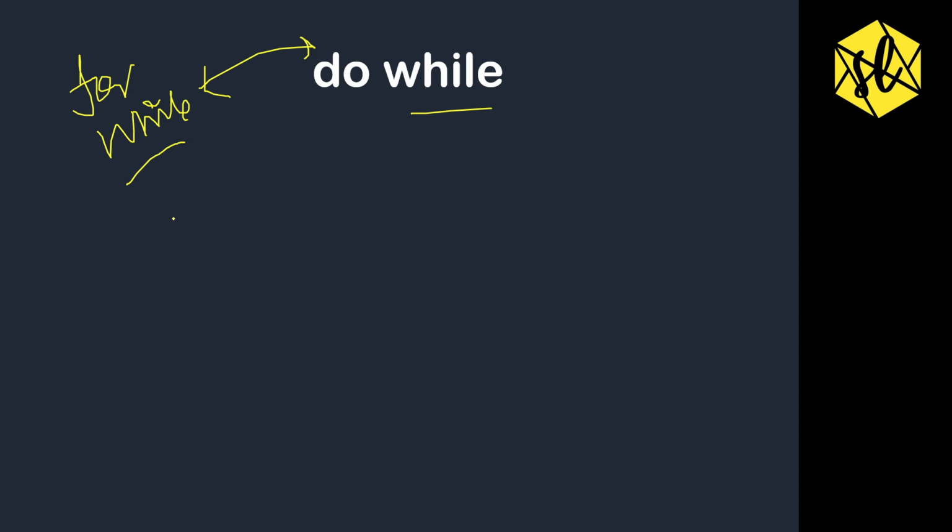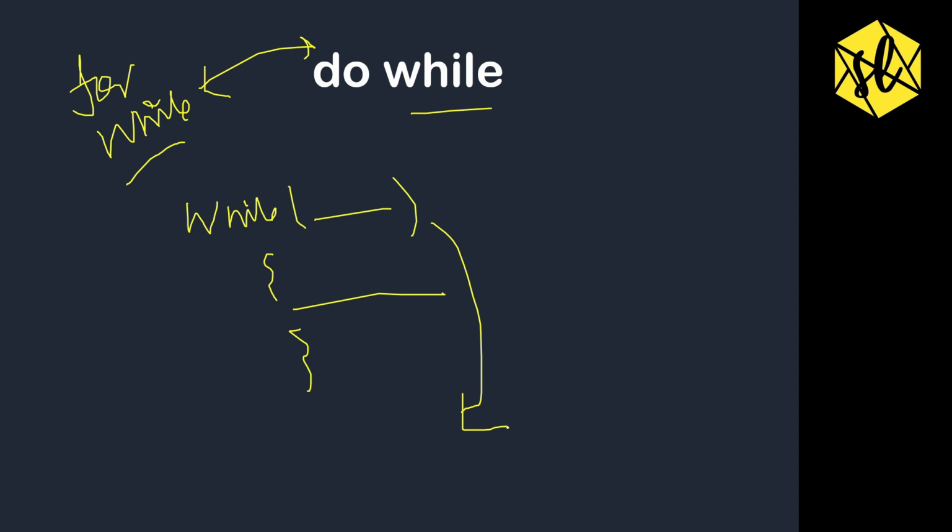In while loop, what do we do? First of all, there is a condition that is provided to the program by the programmer, and then the condition is checked. If that condition is true, then the statement inside the while loop executes. Otherwise the program terminates. This is what happens in while loop.